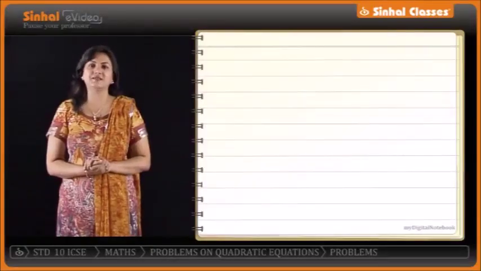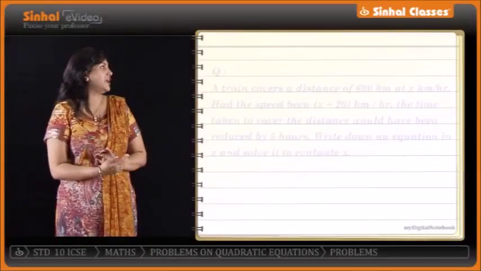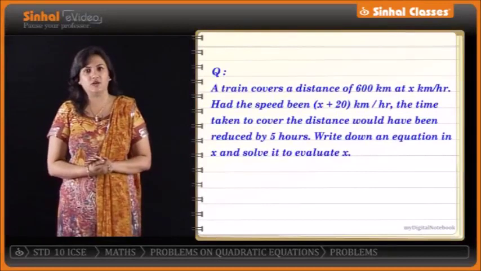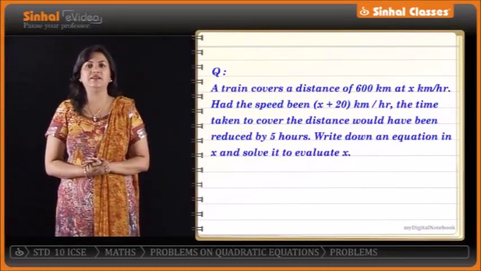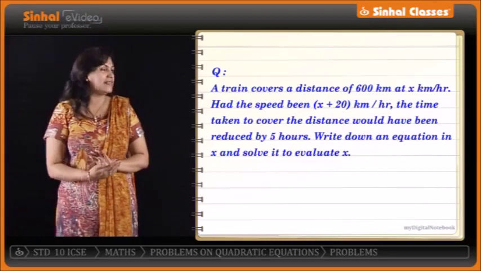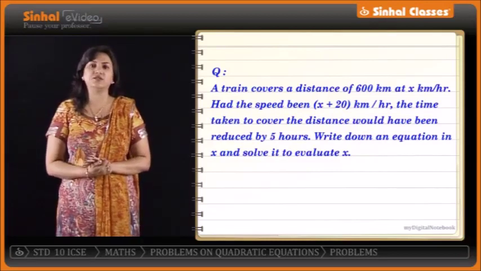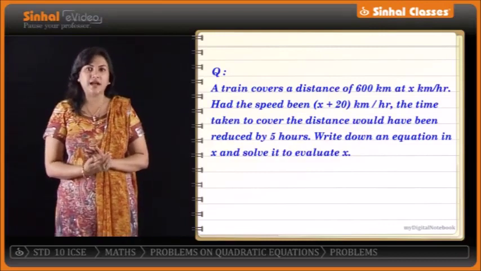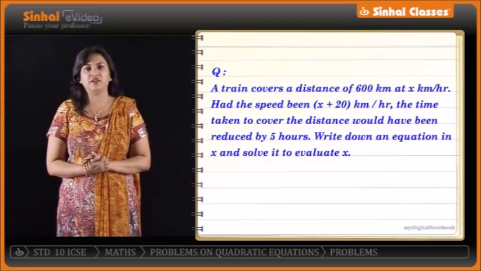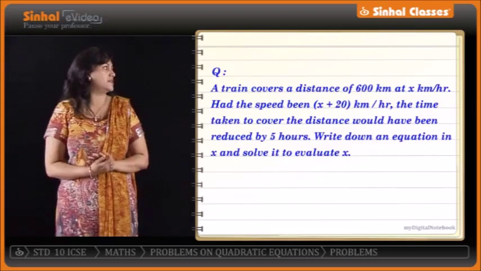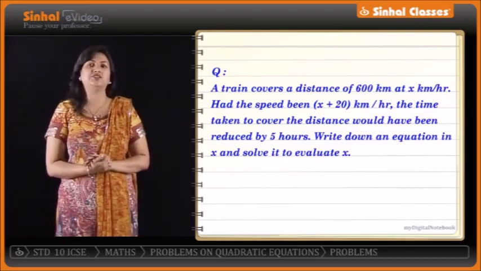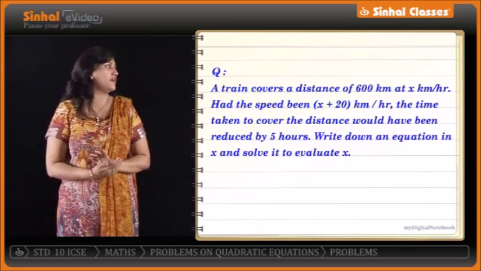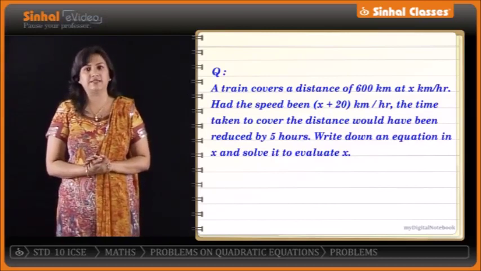Type 3 Speed Problems. A train covers a distance of 600 km at x km per hour. Had the speed been increased to x plus 20 km per hour, the time taken would have been reduced by 5 hours. Write down an equation in x and solve it to evaluate x.